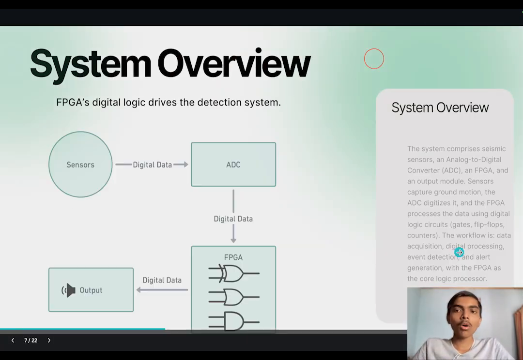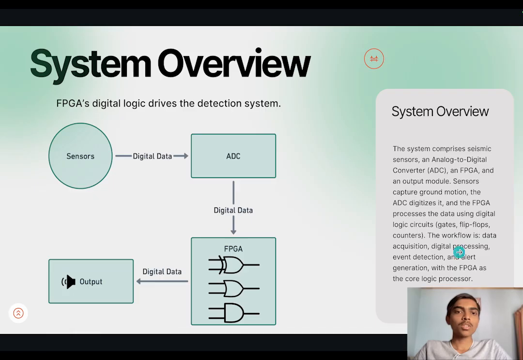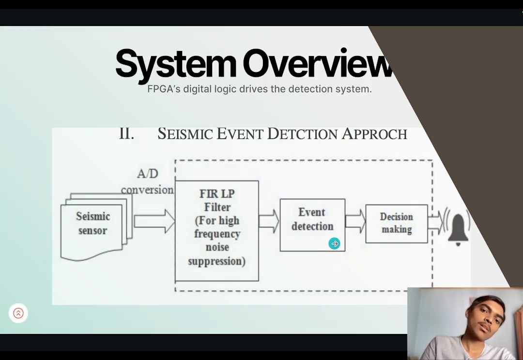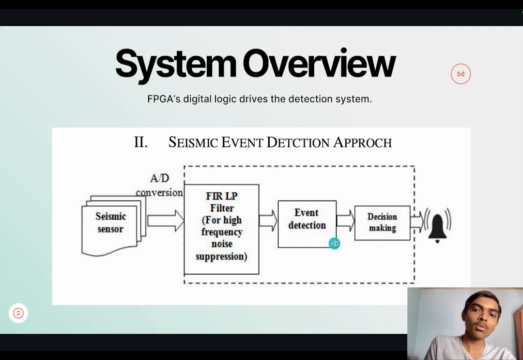Taking a look at the system overview. The system consists of sensors to pick up ground motion and an analog to digital converter to convert the analog P waves into digital logic, and the FPGA processes it with logic circuits like gates, flip-flops, you name it. Then it sends an alert. The FPGA is the star, crunching data fast with digital hardware. Have a look at this diagram on how the system works.